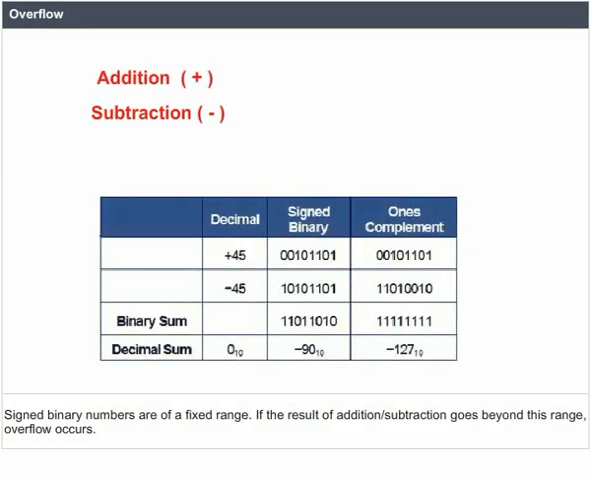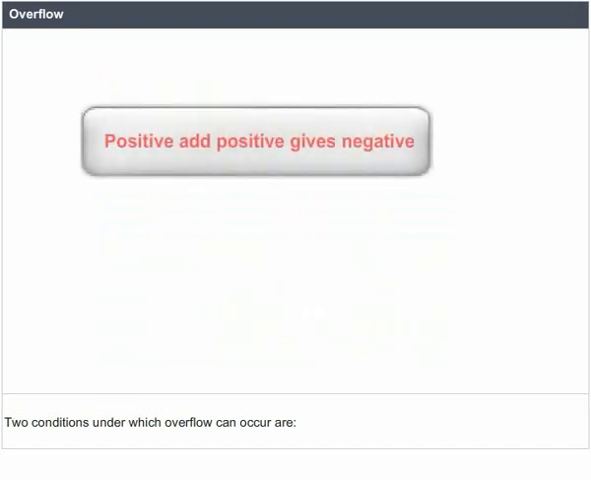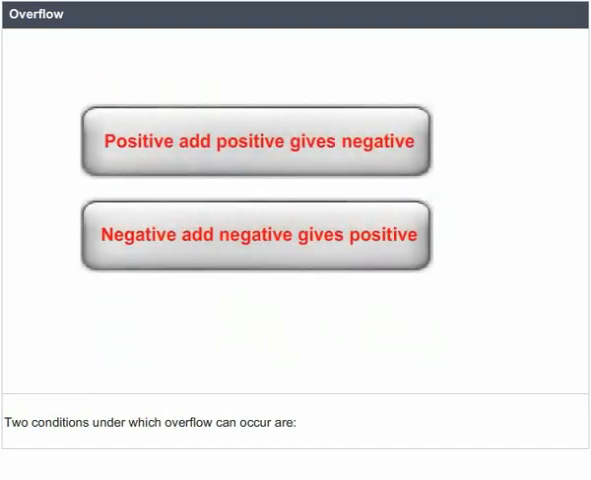Overflow. Signed binary numbers are of a fixed range. If the result of addition or subtraction goes beyond this range, overflow occurs. Two conditions under which overflow can occur are: positive add positive gives negative, and negative add negative gives positive.